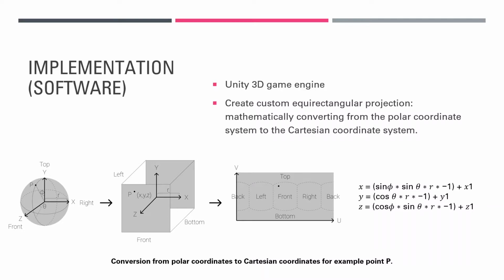For the software, our system was implemented using the Unity 3D game engine. The virtual projection camera is placed in the middle of the 360-degree video from the Theta V video feed, and we mathematically convert from the polar coordinate system to the Cartesian coordinate system. In the formula I show here, the obtained values of x, y, and z are coordinates of each pixel present within the cubemap.